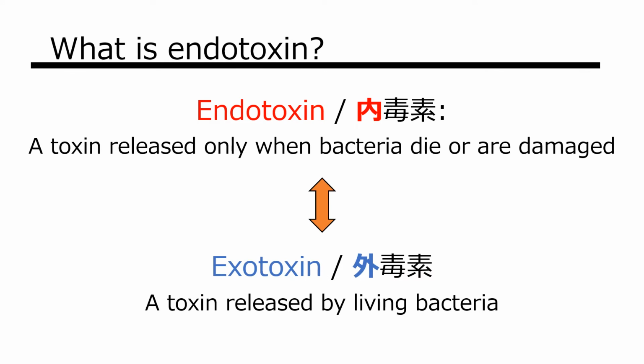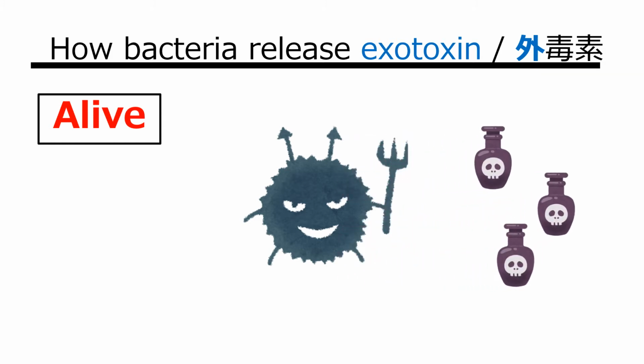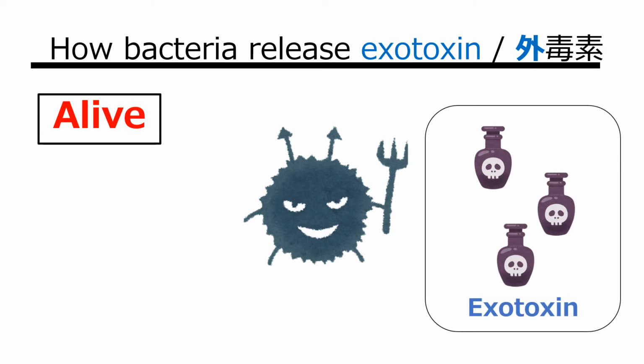Let's move on to exotoxin, gaibusoso, so that we can compare it with endotoxin. Exotoxin, a toxin also produced by bacteria, is different from endotoxin in that it is released by living bacteria. First, let's see how bacteria release exotoxin. Some kinds of bacteria make toxins from protein inside themselves and release them when they are alive. These types of toxins are called exotoxin.